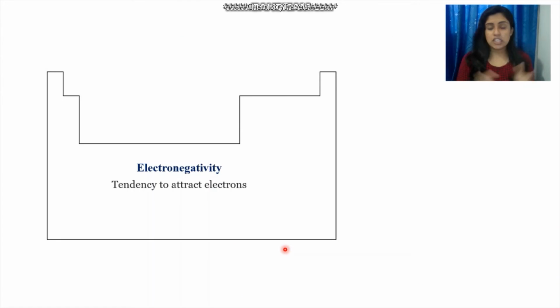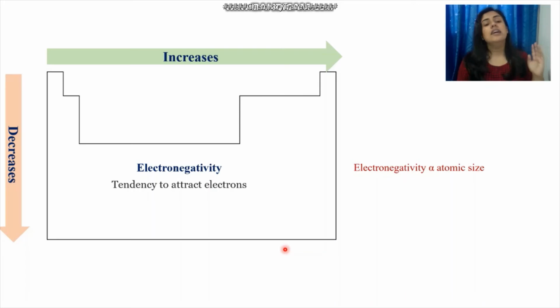Next is electronegativity, which is the tendency to attract electrons towards itself. And because of this electronegativity, several compounds are formed, right? Some atoms can attract electrons towards themselves, and some atoms repel these electrons. So based on electronegativity, we can say that the electronegativity of an element increases when we move from left to right along a period, and it decreases if we move from top to bottom along a group.